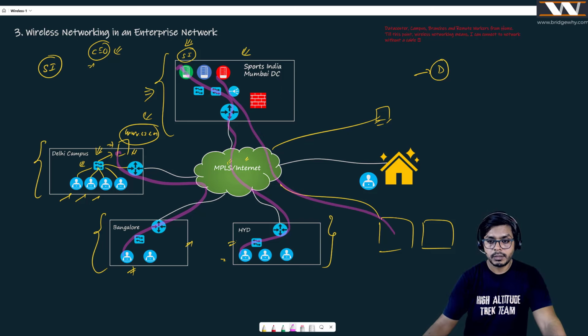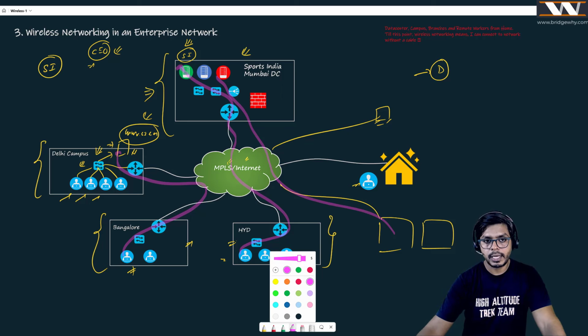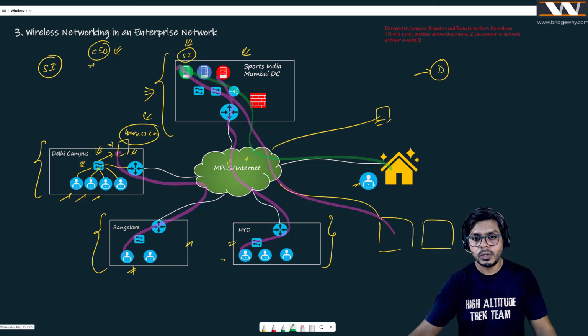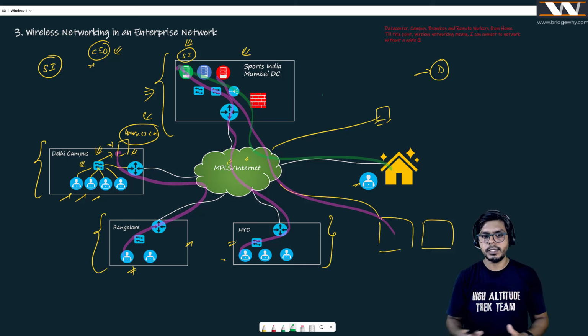Maybe people like us who like working from home, sitting at home, can come to the internet and then access this server once again, right? Really, really interesting. So this is the whole bird's-eye view of an enterprise network.